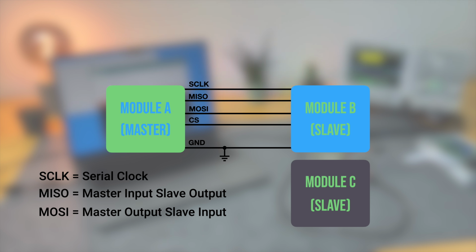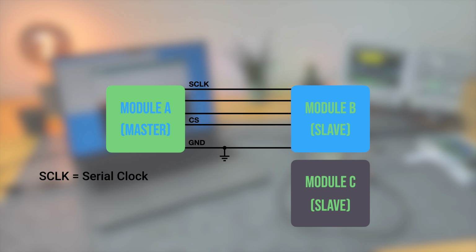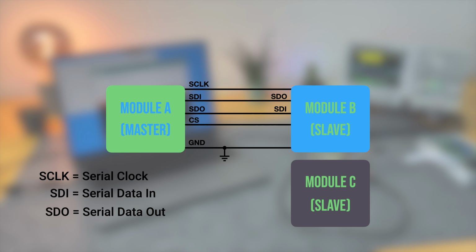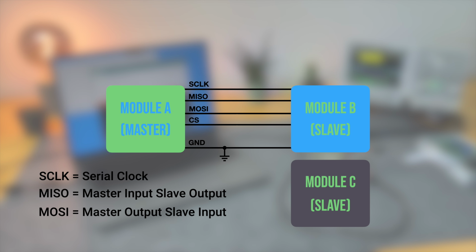Sometimes MISO and MOSI are instead, for obvious political reasons, called SDI and SDO, so serial data in and out, and then need to be crosswise connected, like RX and TX for UART. But let's stick to the MISO and MOSI notation for this tutorial.